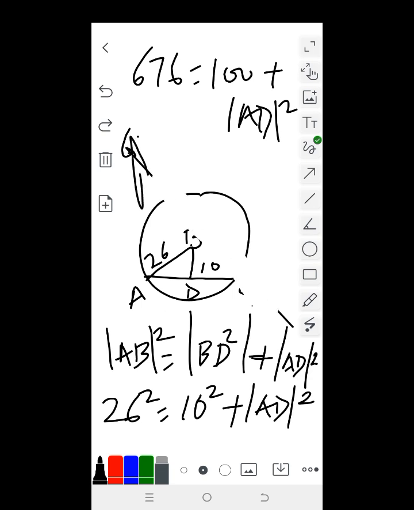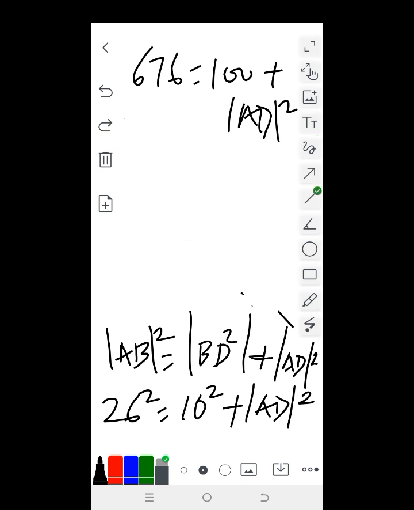And we already know, collect like terms, a positive 100, once it crosses equality, it becomes minus 100. Once a positive number crosses equality, it becomes a negative number. And once a negative number crosses equality, it becomes a positive number. So take note of this.